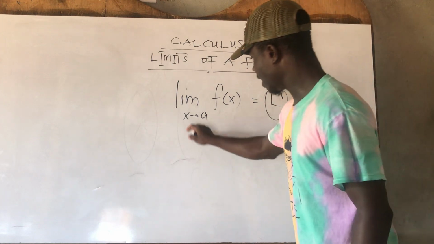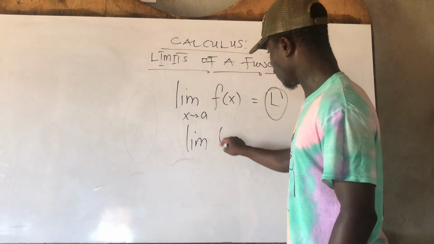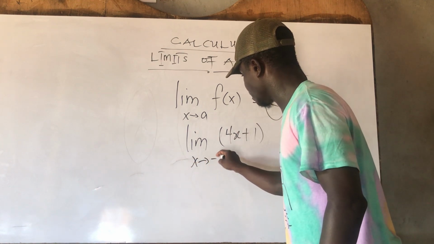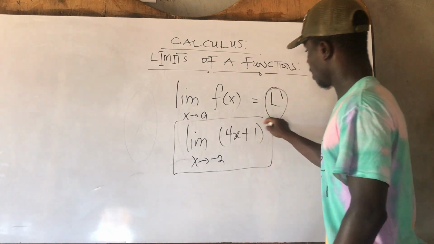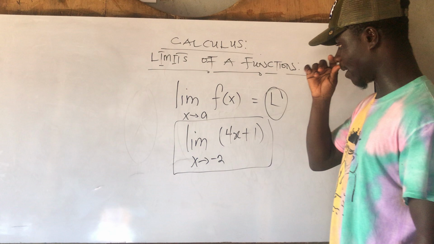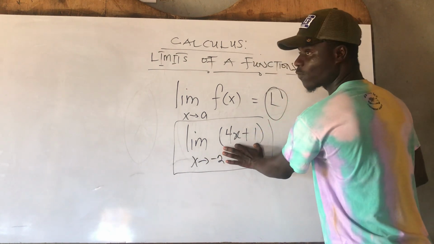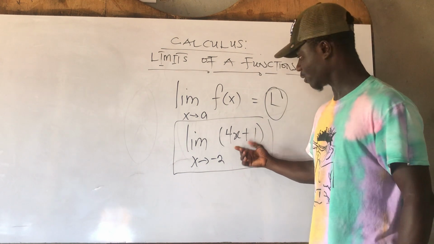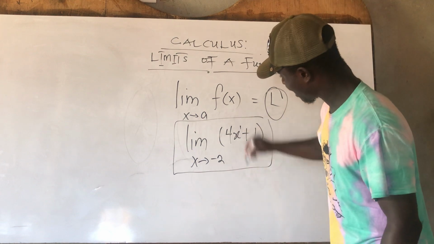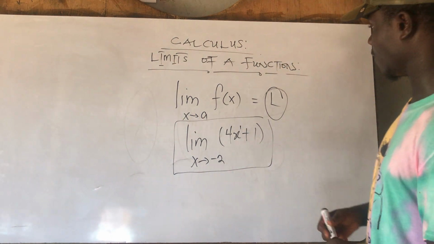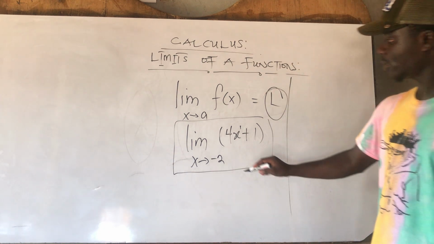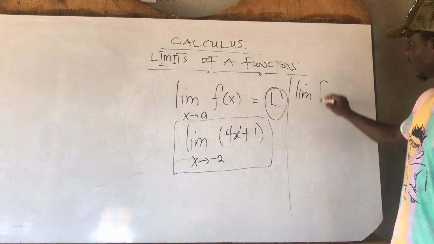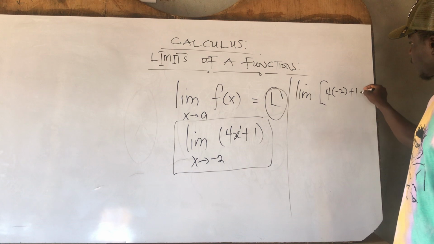Alright, so now if I have the limit of 4x plus 1 as x approaches, let's say, negative 2, how can you evaluate this, or how can you work this out? This is a linear function, because the variable x, the highest power is 1, right? So now, wherever you see x, you plug in negative 2. So you have the limit as x approaches negative 2 of 4x plus 1.